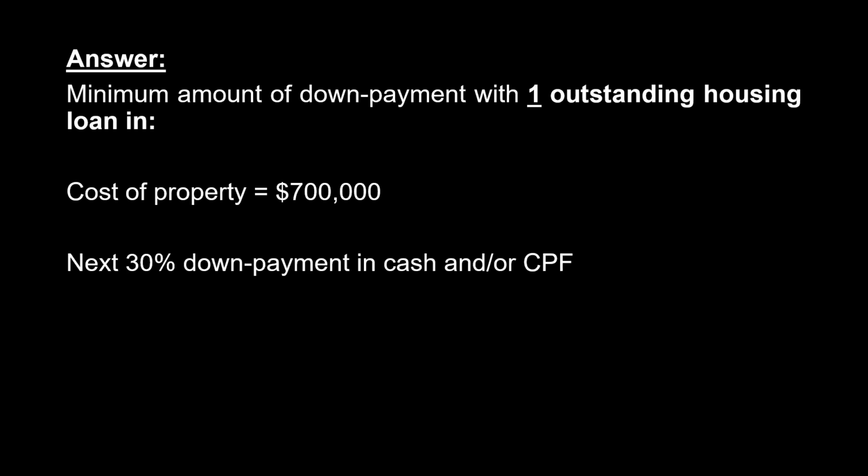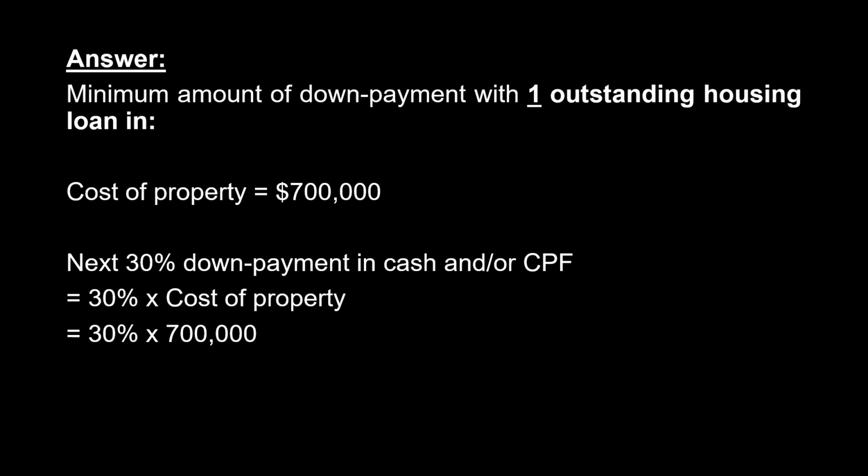Next, we look at the next 30% down payment in cash and or CPF. 30% times cost of property. Substitute the figures in, and you get the answer.